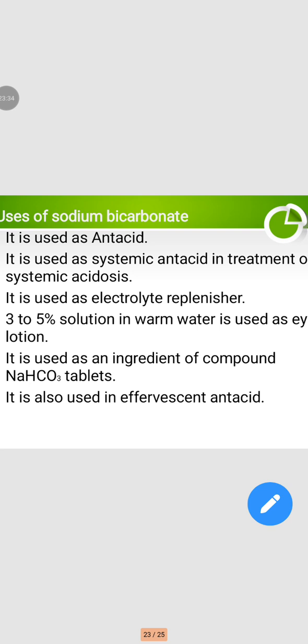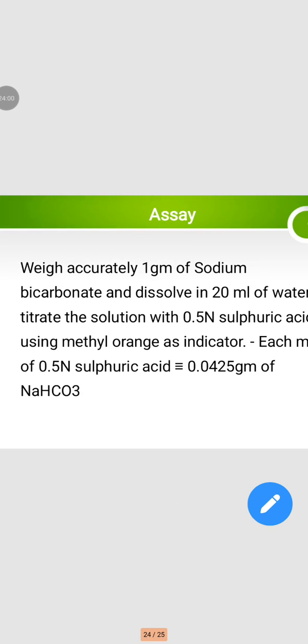It is used as an antacid. It is used as a systemic antacid and in treatment of systemic acidosis. Then electrolyte replenisher. A 3 to 5% solution is dissolved in warm water to be used as eye lotion. Then it is used as an ingredient of compound sodium bicarbonate tablet. Then it is also used in effervescent antacids.